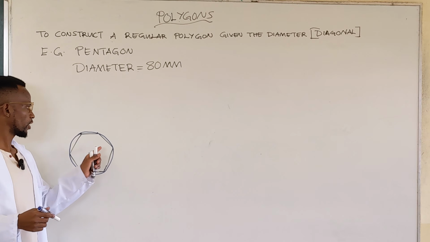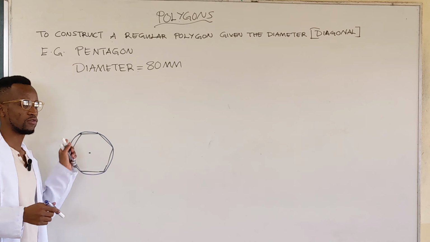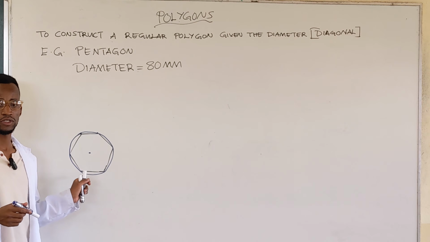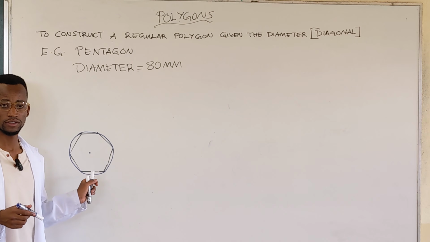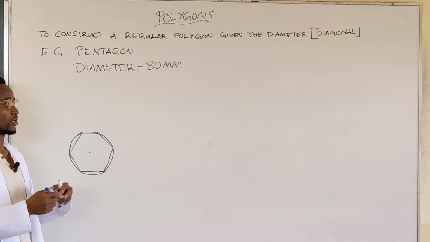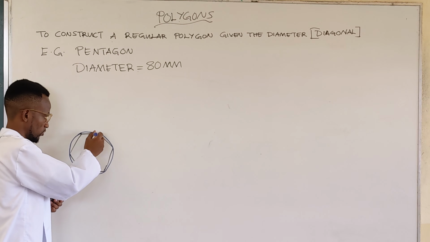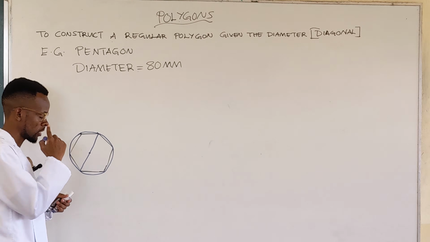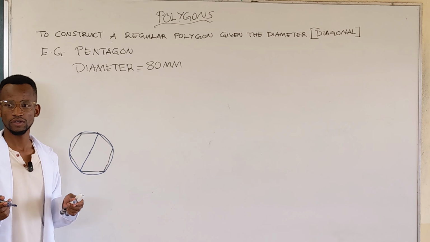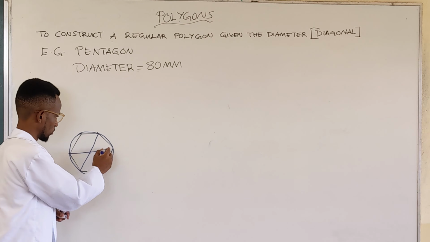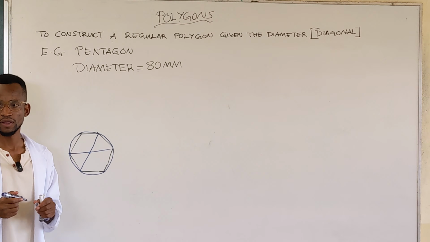Now, if we draw a line from any point on the circumference of the circle, passing through the center to another point there, we call it the diameter, right? Yes, that is the reason why it's called the diameter. So if we draw a line from this point, passing through the center to this other point here, it will be called the diameter, right?